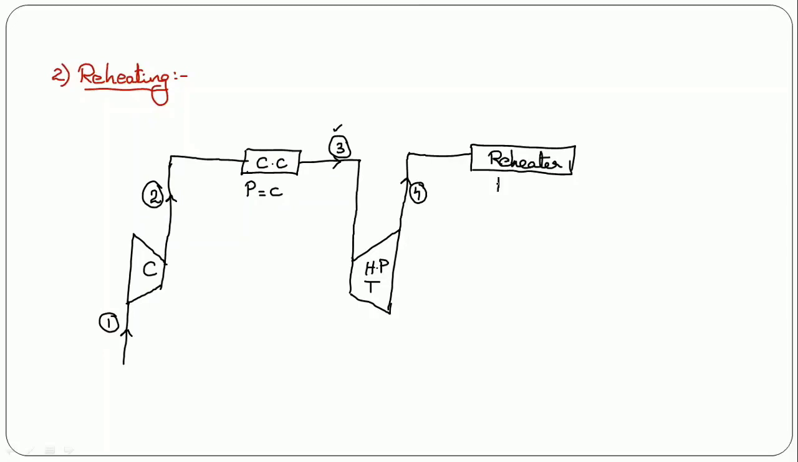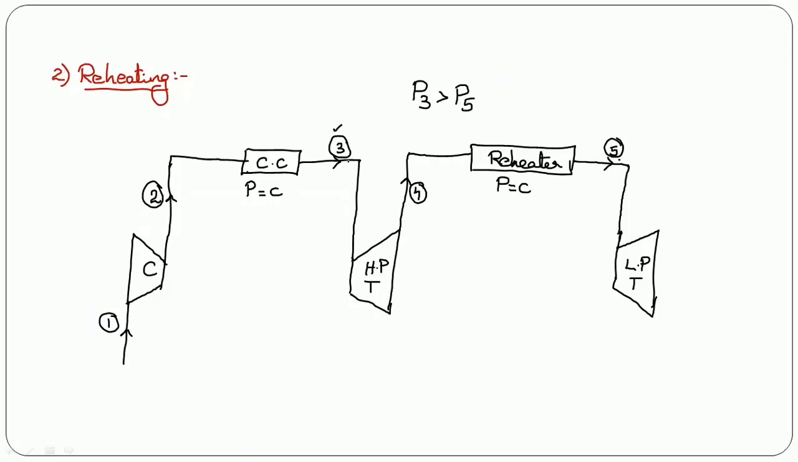So in the reheater, at constant pressure heat is added from 4 to 5, and with this highest temperature, because of reheating, air enters into another turbine called the low pressure turbine, because the entry pressure at condition 5 is less than the entry pressure at condition 3. So P3 is greater than P5. That is the reason we named this turbine as the high pressure turbine and this turbine as the low pressure turbine.